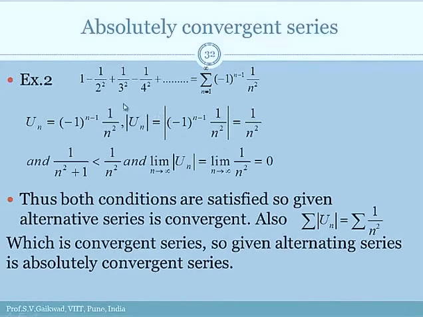Now this example here, 1 minus 1 by 2 square plus 1 by 3 square and so on. If you find the modulus of the nth term, you get 1 by n square. Again the terms are decreasing, 1 upon n plus 1 whole square is less than 1 by n square, and the limit of mod un is also 0. So both conditions are satisfied, so the given alternating series is convergent. Also, the positive series sigma mod un, that is 1 by n square, is also convergent, as you know, since p equal to 2 is greater than 1. Thus the alternating series is convergent and its positive series is also convergent, so the given alternating series is absolutely convergent.